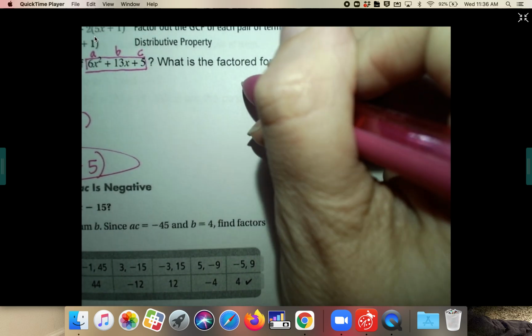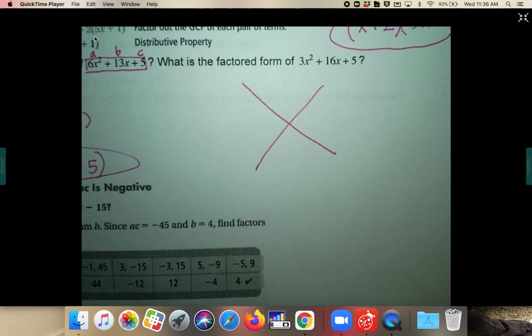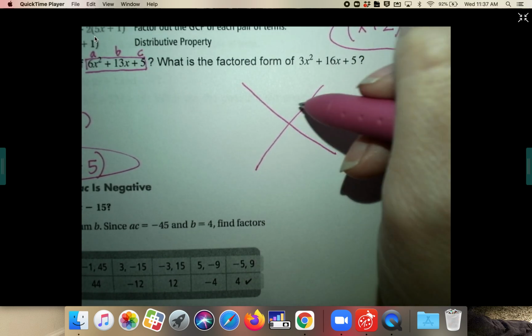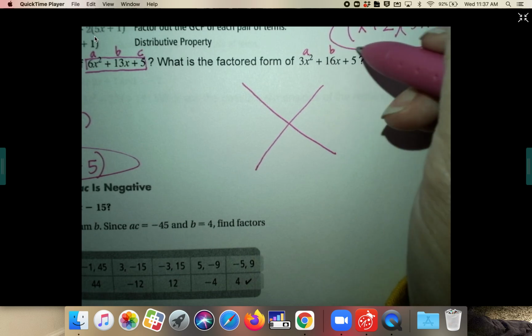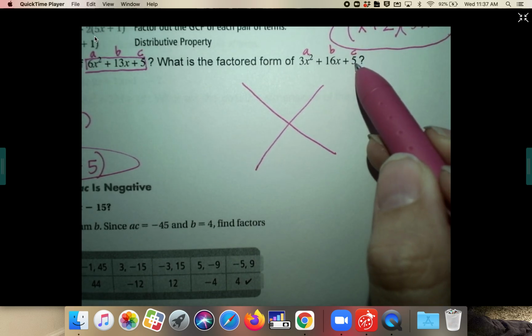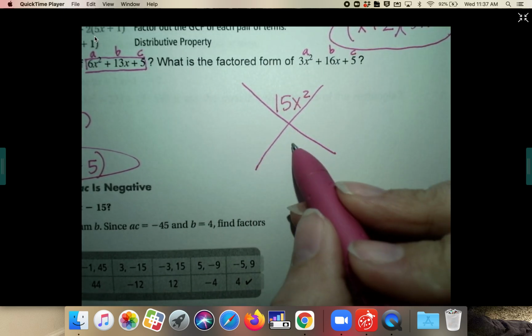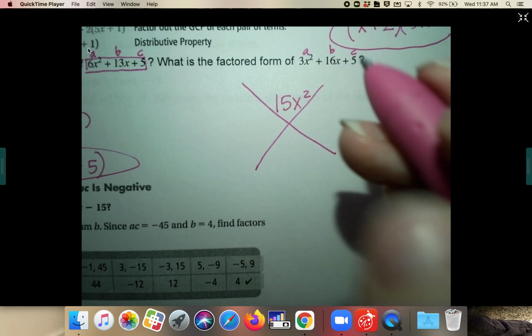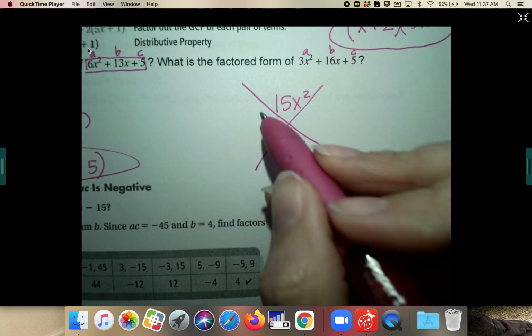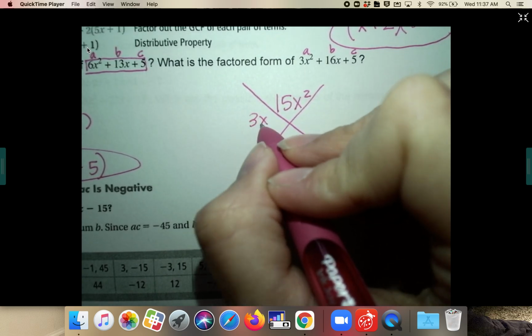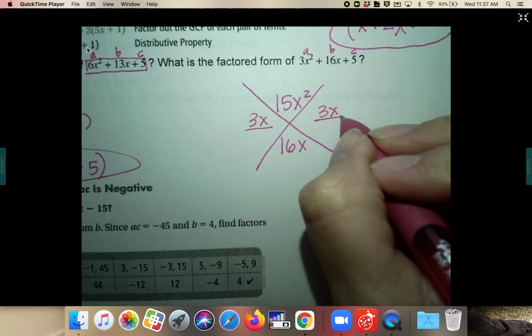I mean, if you want to push pause and actually try this one on your own, that would be awesome. If not, I'll keep working these out with you. All right, so if we want to use the diamond method, this is my A, this is my B, this is my C. A times C is 3x squared times 5. So in the top is 15x squared. In the bottom is my B, so 16x. On the sides, you have your A and one of the x's, so 3x over, 3x over.